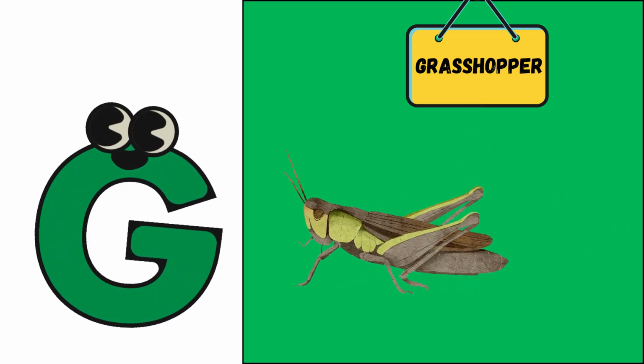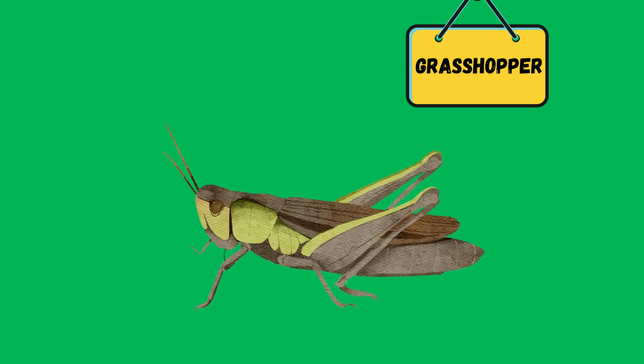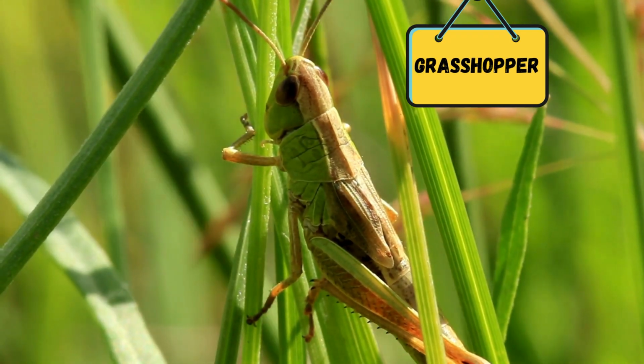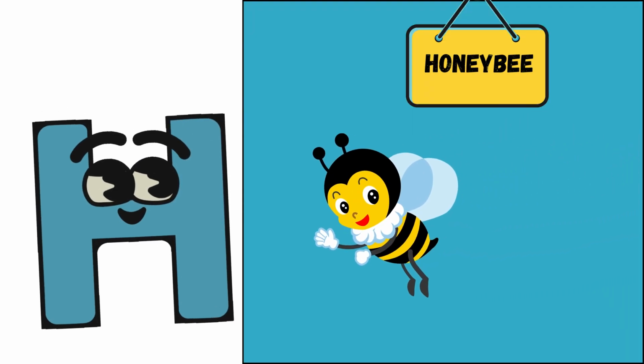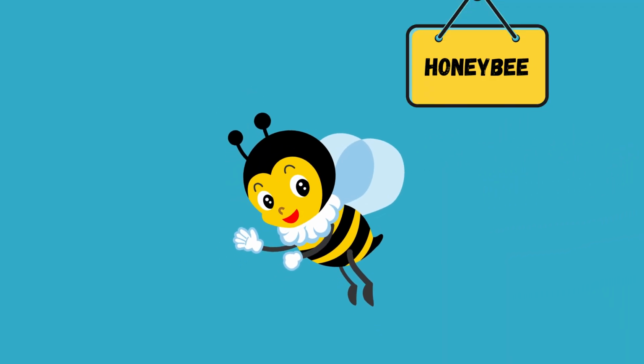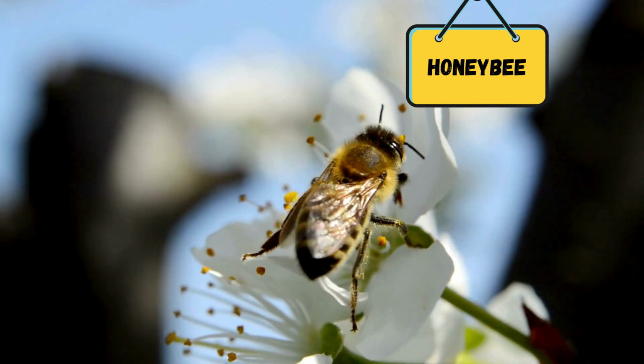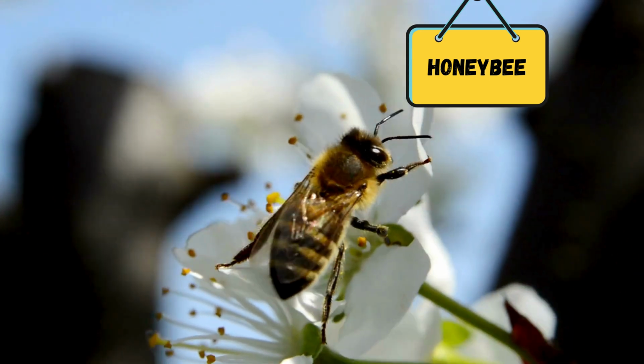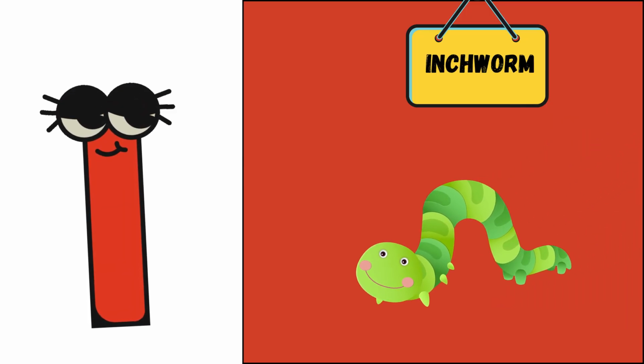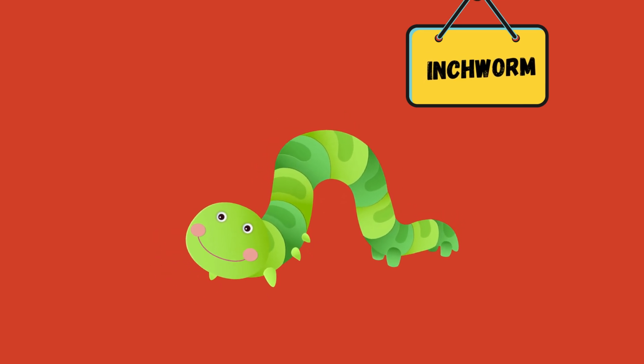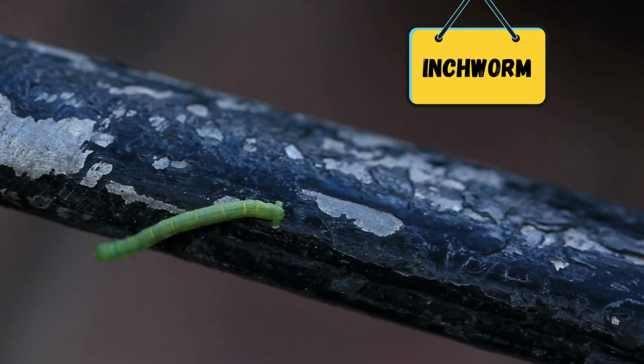G is for grasshopper. H is for honeybee. I is for inchworm.